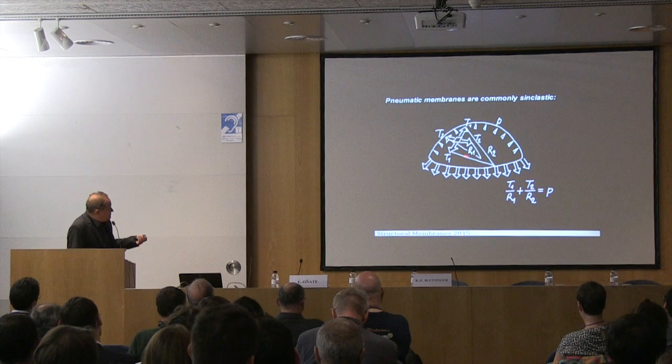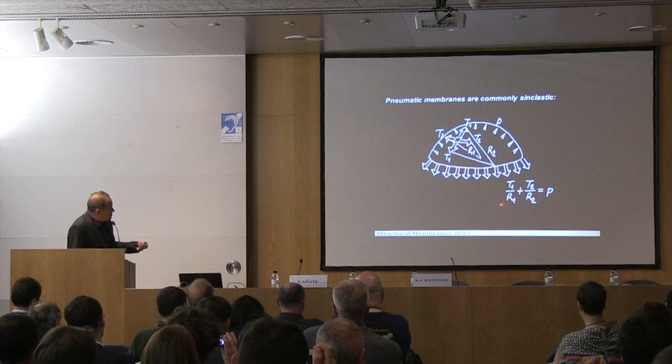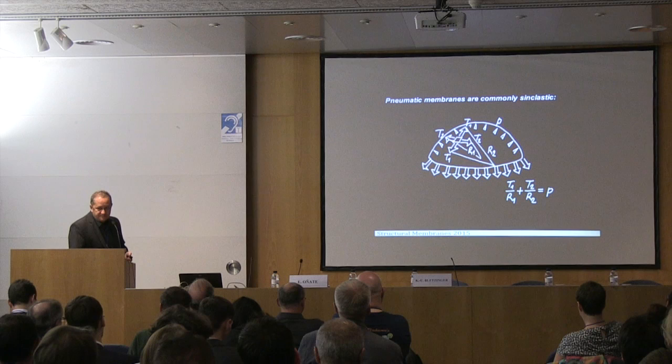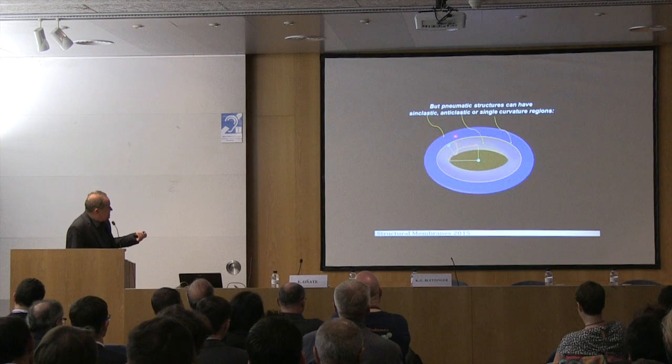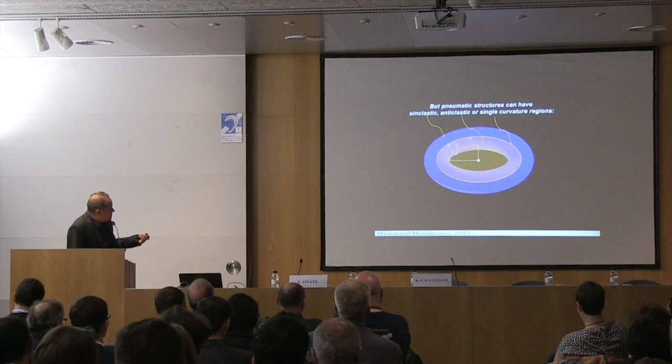Pneumatic structures are commonly anticlastic, and this is possible because we have this transversal pressure, and with positive T1 and T2, we still can have radii on the same side of the surface. But they are not necessarily synclastic. We can have pneumatics with synclastic regions, anticlastic regions, and also single curvature regions, like in this yellow ring here and in the bottom.